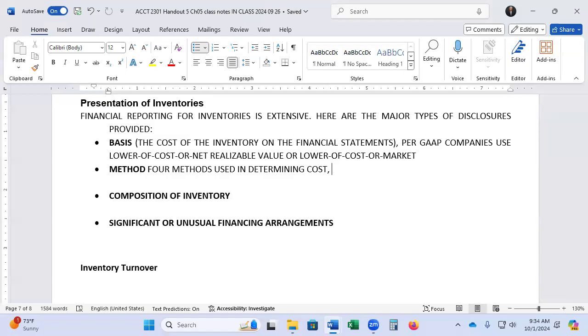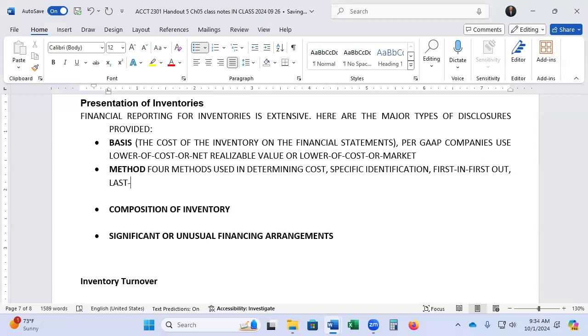These aren't in any particular order, but the methods are specific identification, first in, first out, last in, first out, and weighted average.